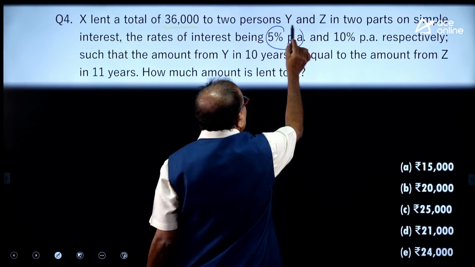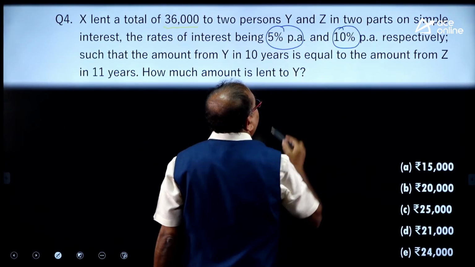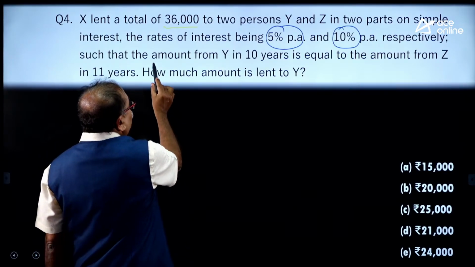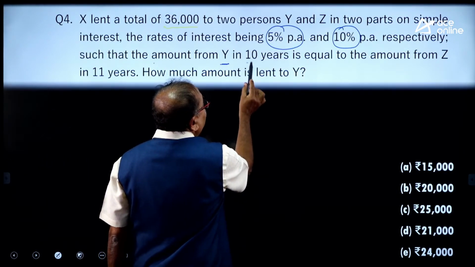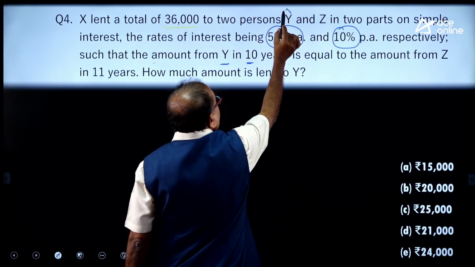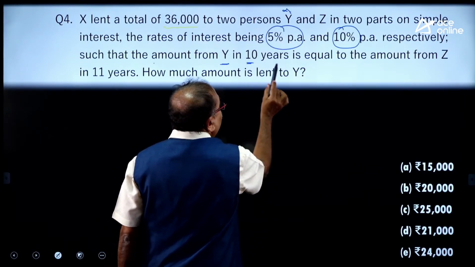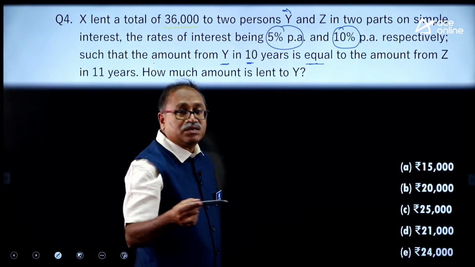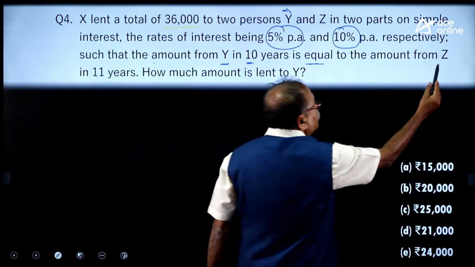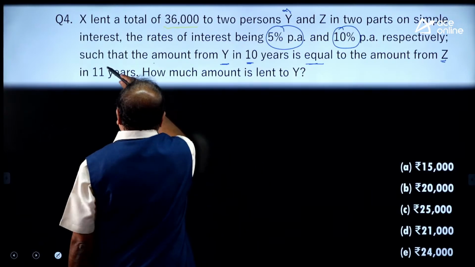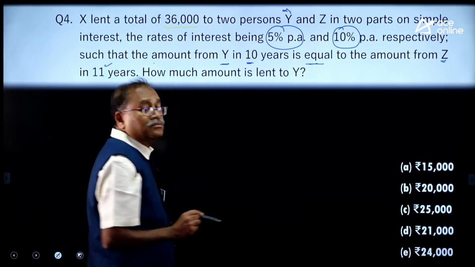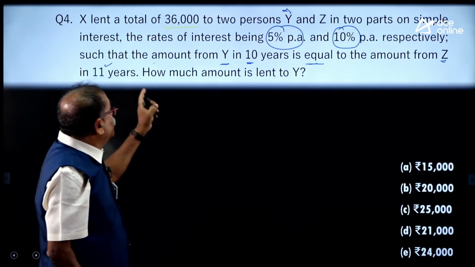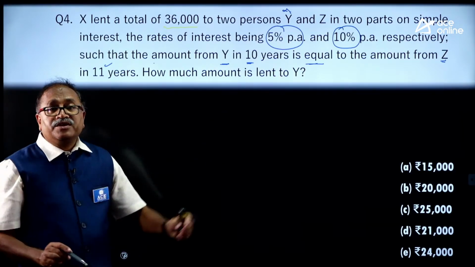Okay, this 5% and 10% respectively, such that the amount from Y in 10 years is equal to the amount of Z in 11 years. It is not saying interest, it is the amount. So, I will get one equation because equal to is there. So, how much is the amount lent to Y?